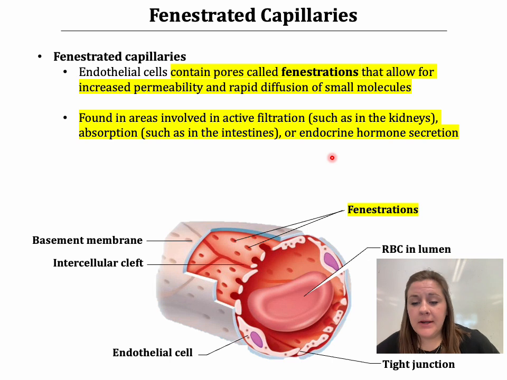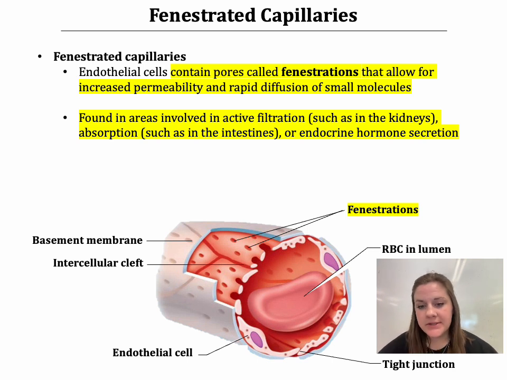So these are very abundant in the kidneys. So the kidneys are responsible for filtering our blood, right? And in doing that, their structure contains these fenestrated capillaries so that filtration can be adequate. Also going to be abundant in the intestines, where a lot of absorption of nutrients is taking place. And then in endocrine glands, right, producing hormones, well, that needs to be able to get into the bloodstream. So the fenestrated capillaries are going to allow for that to occur a little easier.